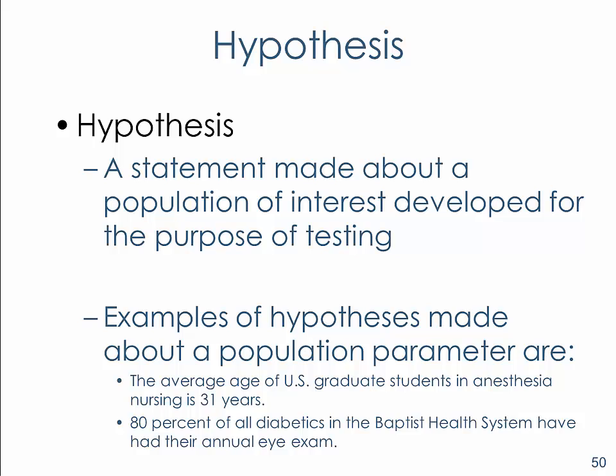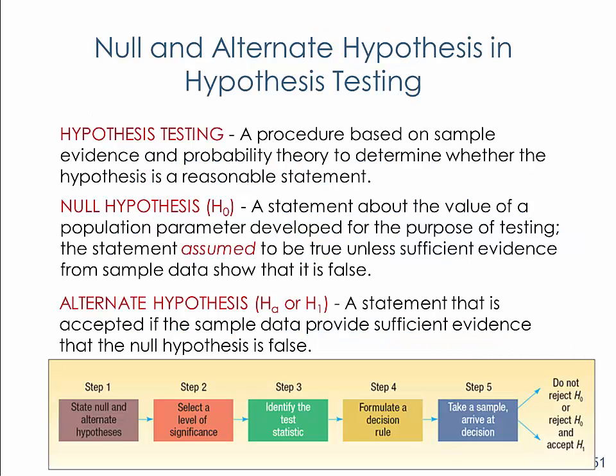Now that we know what a hypothesis is, what's the hypothesis test? A hypothesis test is a procedure based on sample evidence and probability theory to determine whether the hypothesis is a reasonable statement. Let's break that down a little bit more simply. What we're going to do with a hypothesis test is say originally that there's nothing going on. Everything is normal, everything is great, and we want to nullify that. That's what's called our null hypothesis. We want to nullify that.